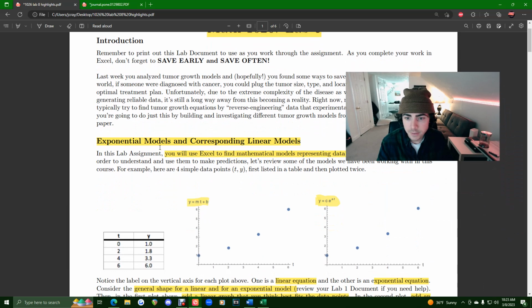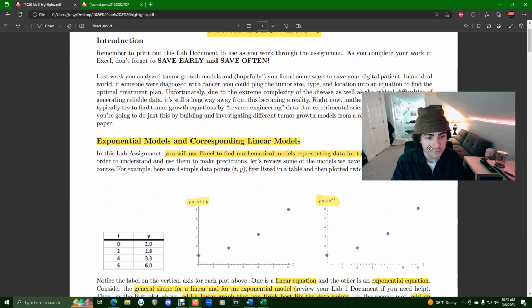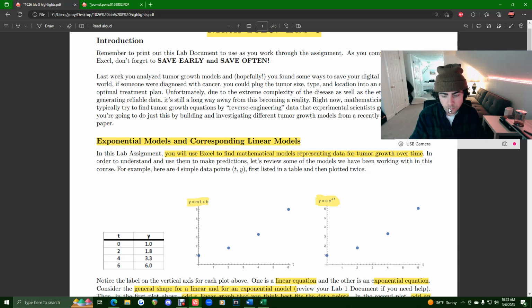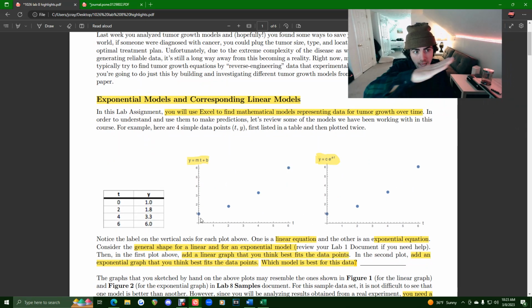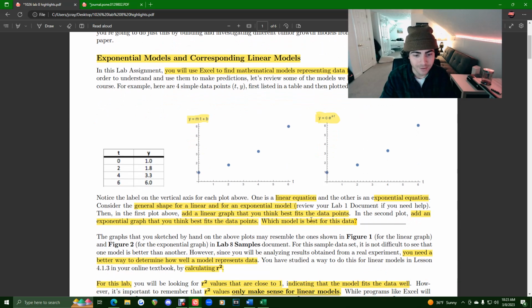Let's jump into this. Exponential models and corresponding linear models. So this basically goes into fitting the correct model to correct data points. They have you put these points on this graph, and they're exploring the idea of whether a linear model, a line of best fit, fits these points, or whether an exponential curve, a more curved function, fits these points better. And so they're saying add a linear graph, add an exponential graph, which model is better for the data?